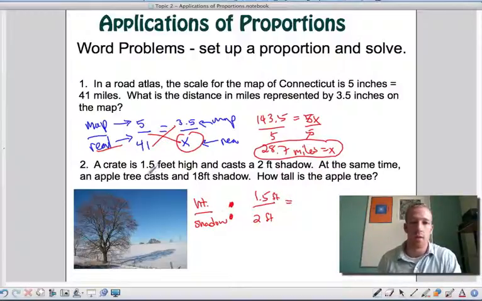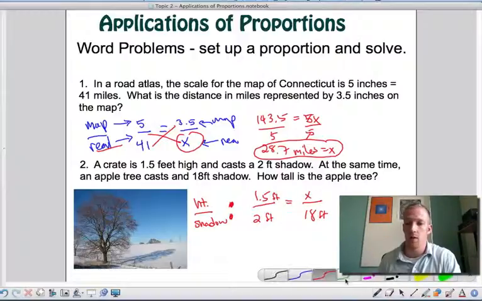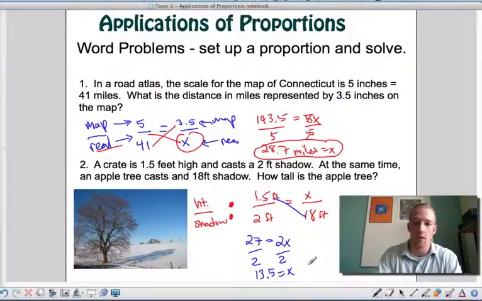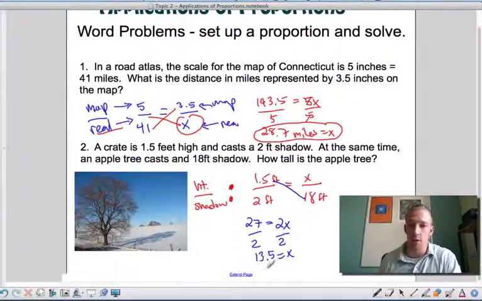And then the tree has an 18-foot shadow. So shadow's on bottom. That's 18 feet. I don't know what's up here. So now I'm going to cross multiply and solve. So I've got 1.5 times 18. 1.5 times 18 is 27. 2 times x. And now we solve. And that gives us 13.5 equals x. And it's 13.5 what? That is 13.5 feet. That's how tall the tree is.